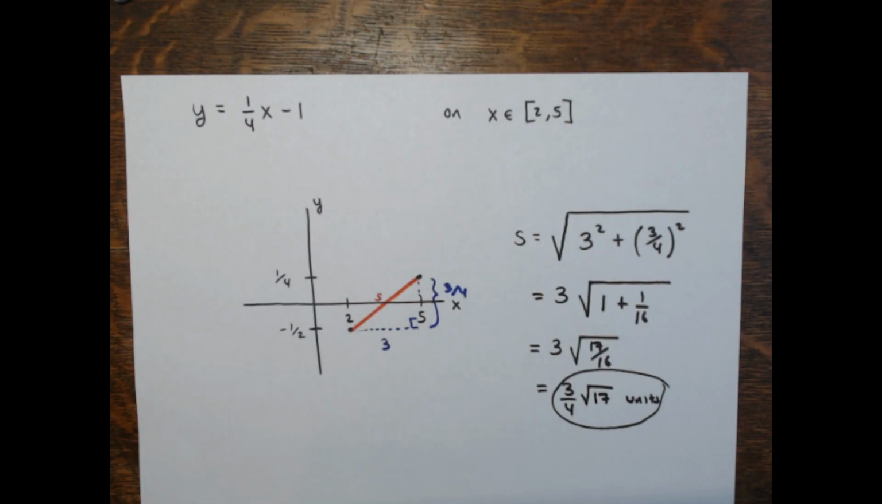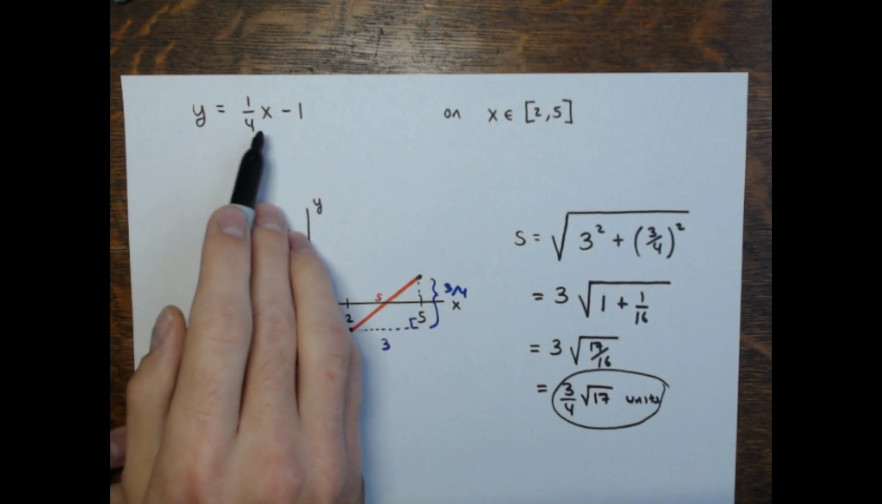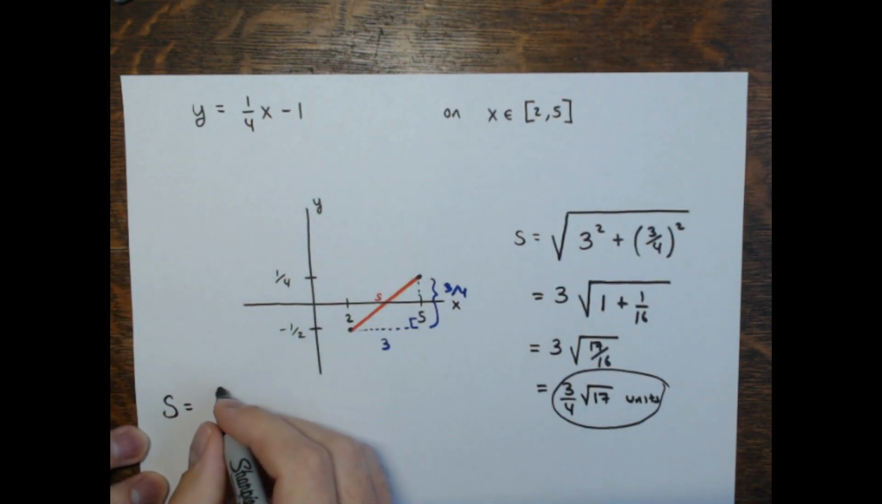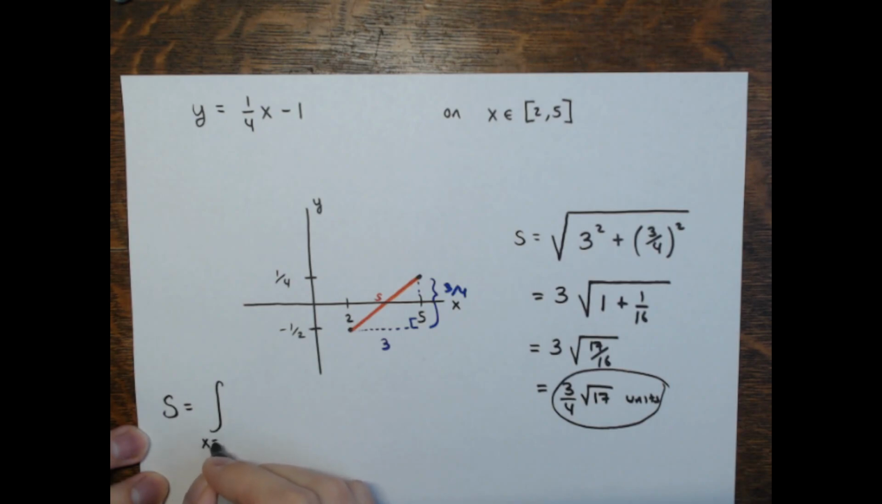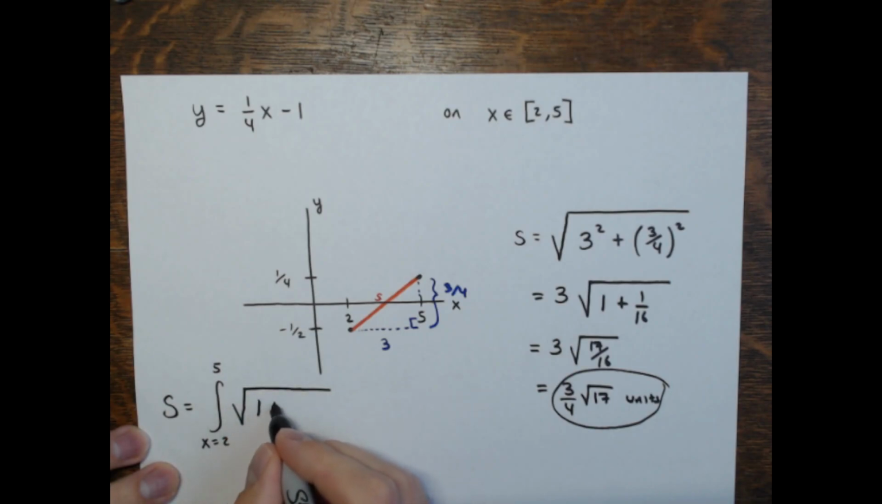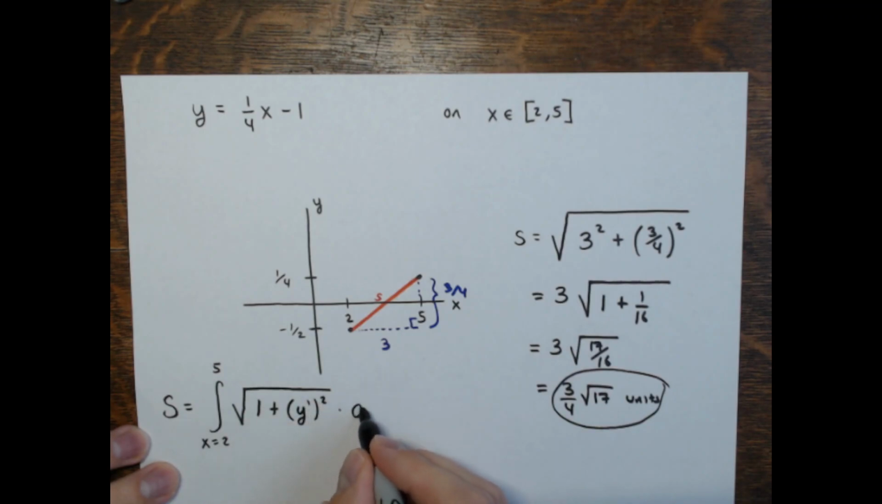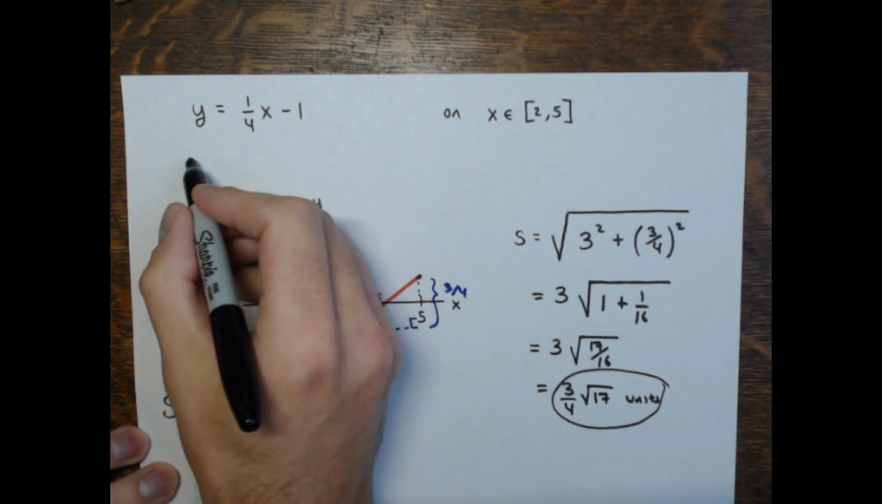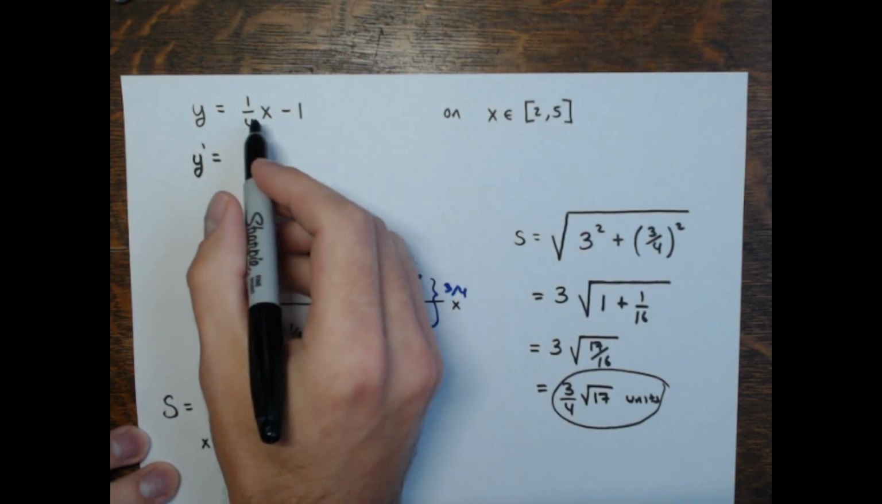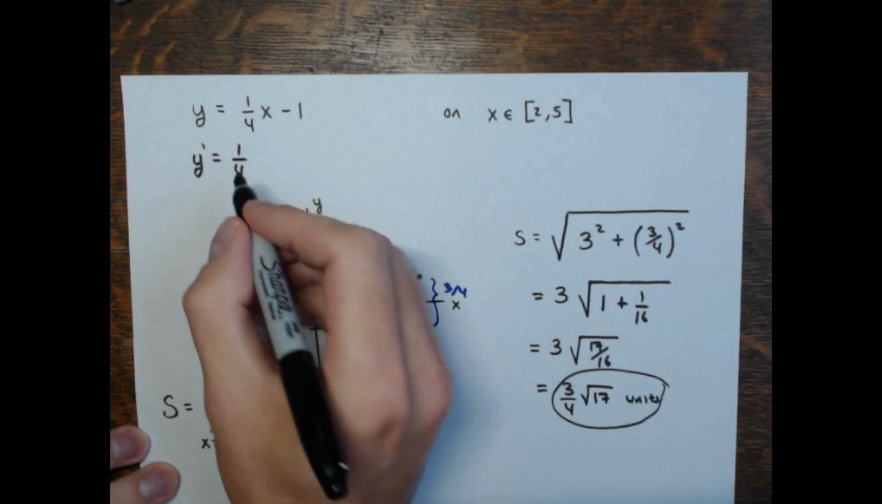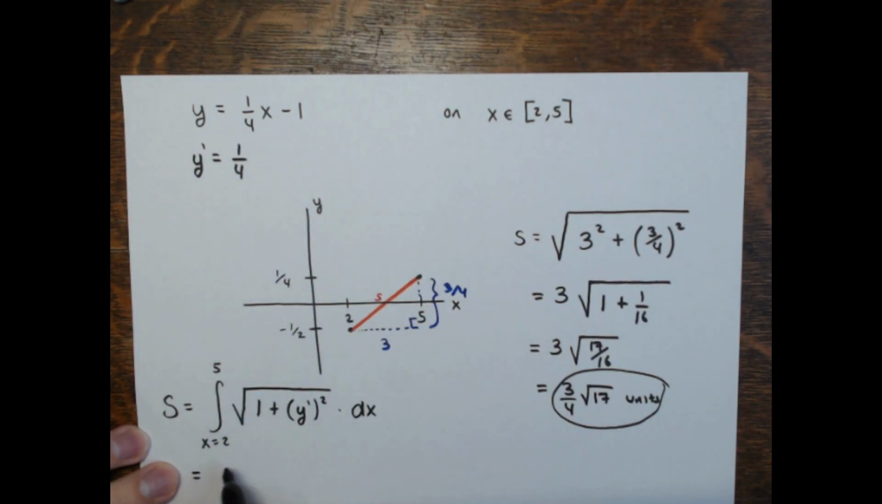Well, if I'm doing arc length integrals though, I was given y in terms of x, I was given x values. So I'll integrate from x equals 2 to 5 of the square root of 1 plus y prime squared, times the dx out here. If y is given in terms of x like this, 1/4 x minus 1, y prime would just be a quarter. So I plug that in here. A quarter squared is 1/16, so this is the square root of 17/16.